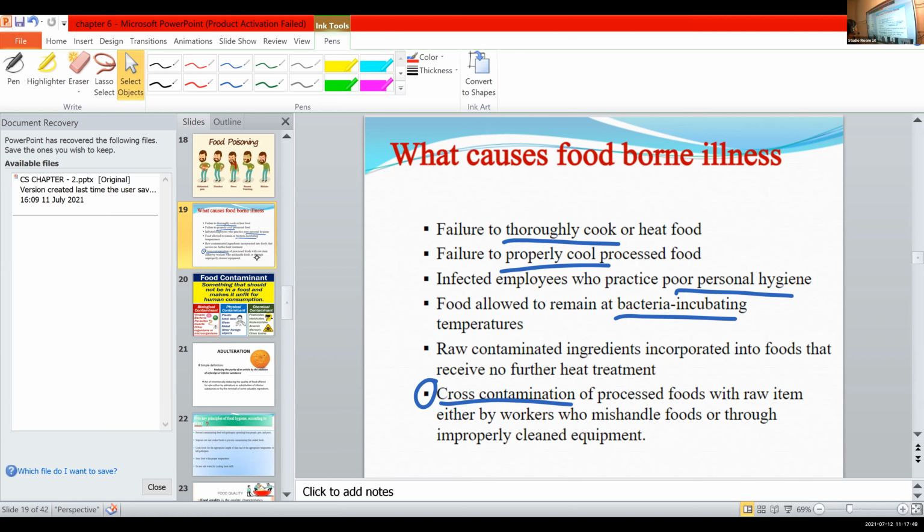Finish, Meghna? Can you read, so it's easy for them to write. What causes foodborne illness? Failure to thoroughly cook or heat, failure to properly cool processed food, infected employees who practice poor personal hygiene, food allowed to remain at bacteria incubating temperatures, raw contaminated ingredients incorporated into foods that receive no further heat treatment, cross contamination of processed food with raw item either by workers who mishandle foods or through improperly cleaned equipment.